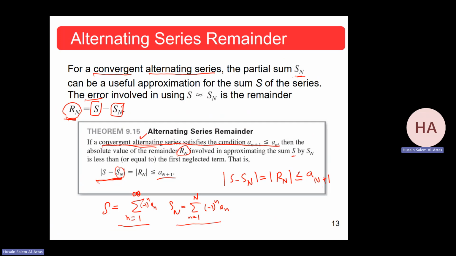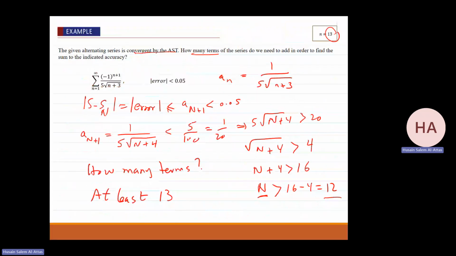Then we have the alternating series remainder, which is what? If we want to approximate the series by S_N, the sum up to capital N terms, then the difference between the total sum and S_N, I'm talking about a convergent alternating series, so it has a sum, will be less than or equal to the next term, which is a_(N+1). We did also some examples about that.